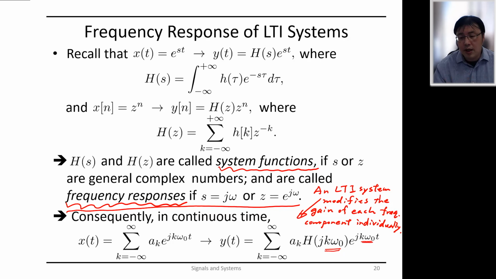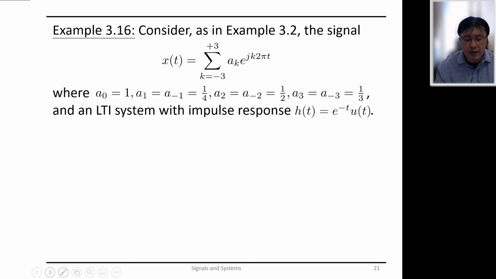So this helps you gain further insight about what happens when a signal goes through a linear time invariant system. You can sort of see which frequency components this system amplifies and which frequency components this system maybe suppresses. So let's look at this example here, which is the same as example 3.2.